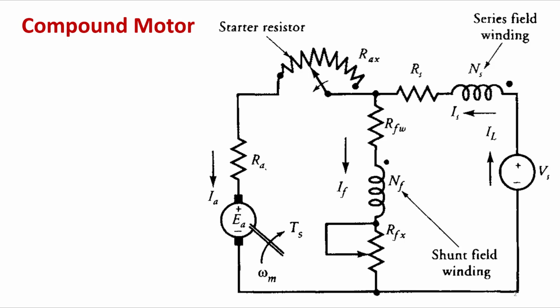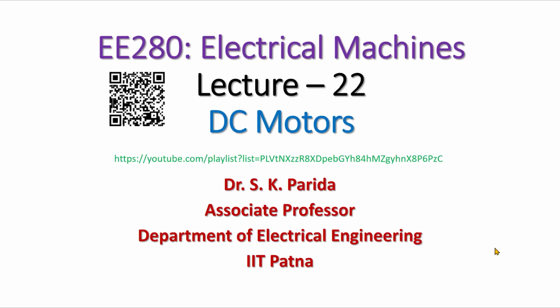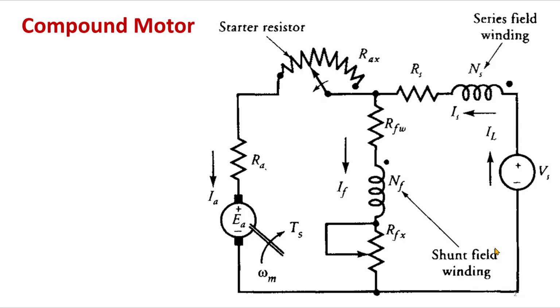Where this is your starter, because I told you the starter is always common, it will remain for every motor, right? So the starter part will always be there. Okay, so we are talking about compound motors, right? This is what we can see. This is your field winding, right? Having NF number of turns, and here is your series winding, right? And this can be of cumulative type or differentially compound motor, right?